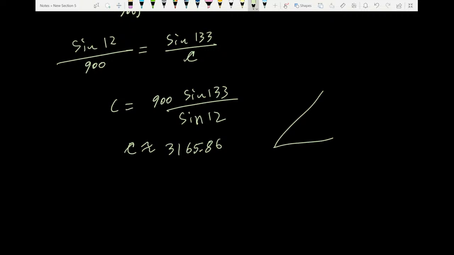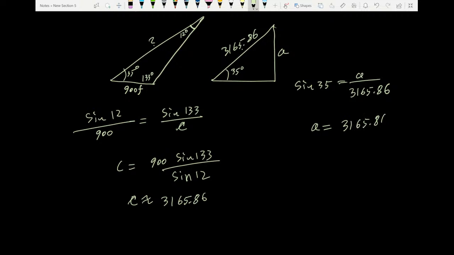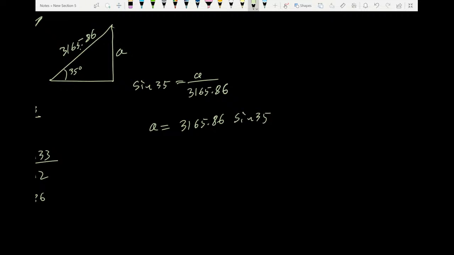Now we have this nice triangle. Let's go back to this one. If this is 3,165.86, what's the height then? We could use sine of 35 equals opposite, which is h, let's call it a, over the hypotenuse. So a equals 3,165.86 times sine of 35. So the height would be roughly 1,815.86 feet.